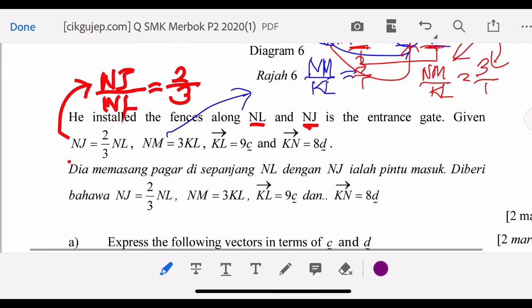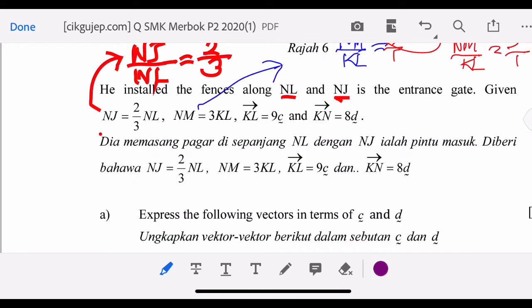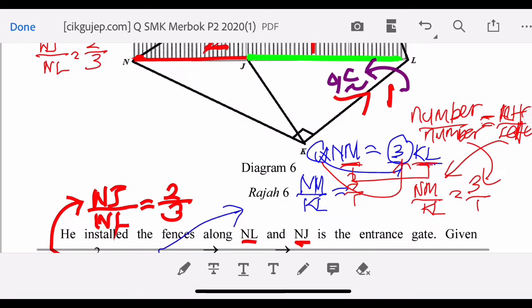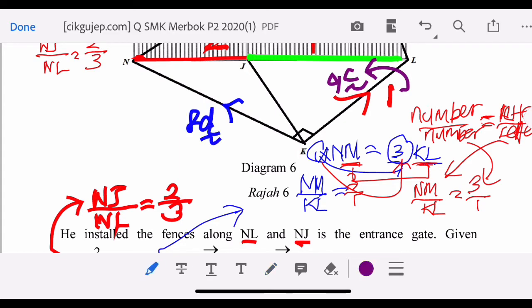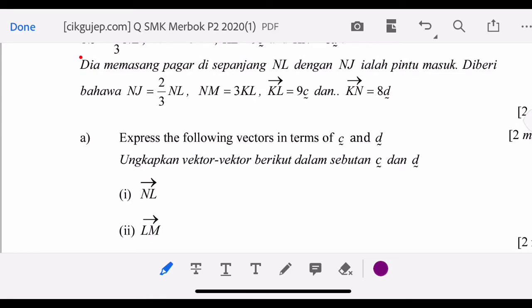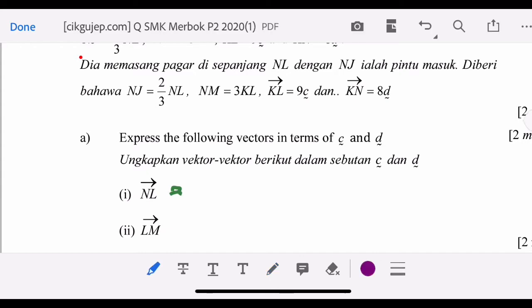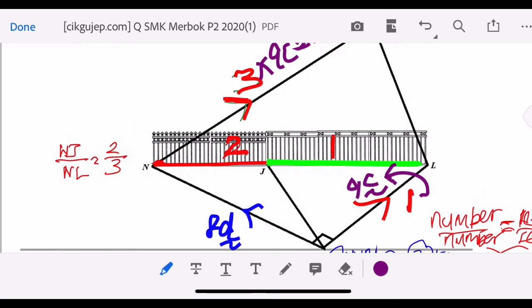Okay, so now we need to solve: express the following vectors in terms of C and D for NL. Okay, now we need to go to the diagram and find the triangle. So we use triangle law. So we label the vector first, which is now we want to find the NL. You are given the KL is 9C and the KN is 8D. So I label the KN 8D, right?